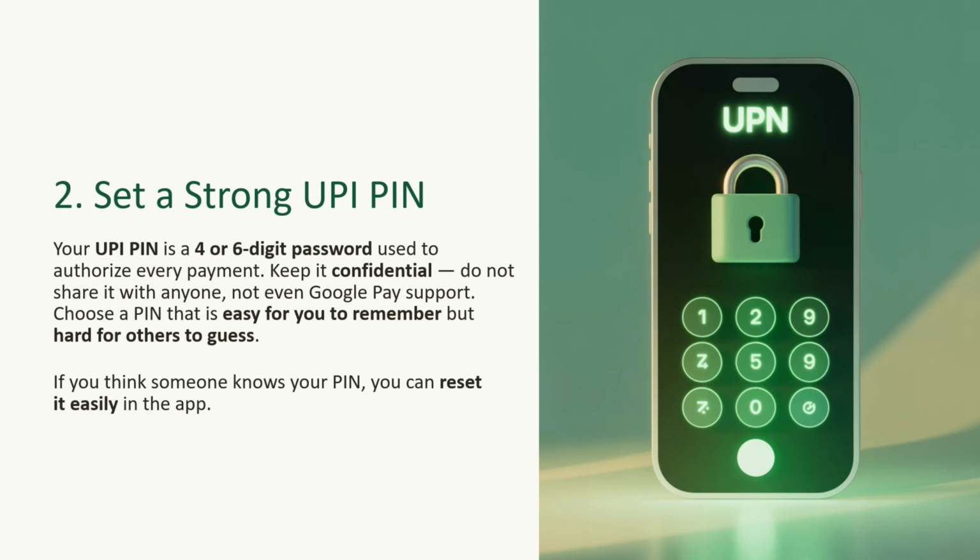Second tip is you have to set a strong UPI PIN. Your UPI PIN is a 4 or 6 digit password which is used to authorize every payment. You have to keep it confidential. Do not share it with anyone, not even Google Pay support. You have to choose a PIN that is easy for you to remember but hard for others to guess. If you know someone knows your PIN, you can reset it easily in the app.